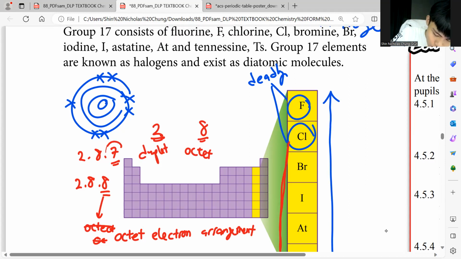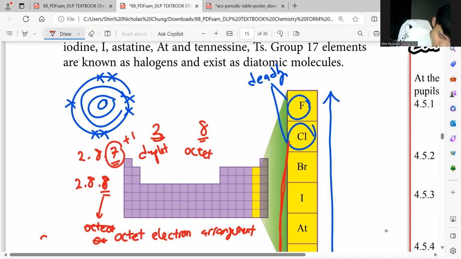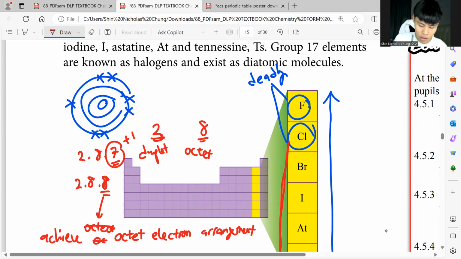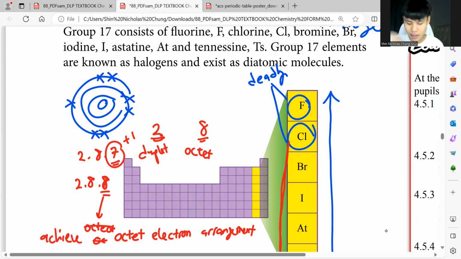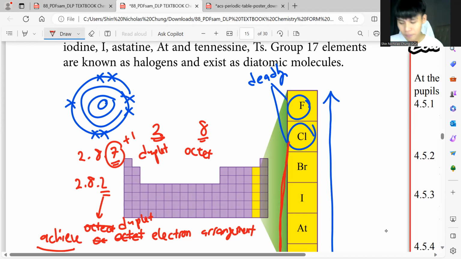So in this case, when you gain one electron, you get it, right? So you achieve what? In the exam, you have to write achieve. So it achieves octet electron arrangement. Let's say this one is 2. Then you say it achieves duplet electron arrangement. Done. This is how the exam will ask.